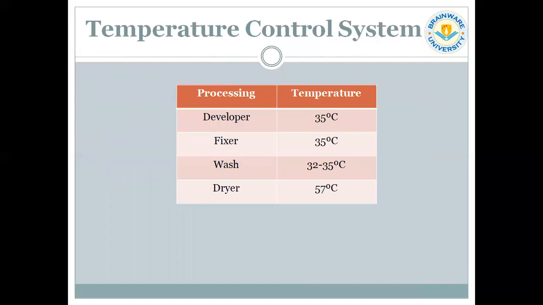Here you can see the temperature control system chart. So the temperature for the developer should be 35 degrees Celsius. For the fixer also 35 degrees Celsius. The temperature of the water in the washing tank should be 32 to 35 degrees Celsius, and finally the dryer should be 57 degrees Celsius.